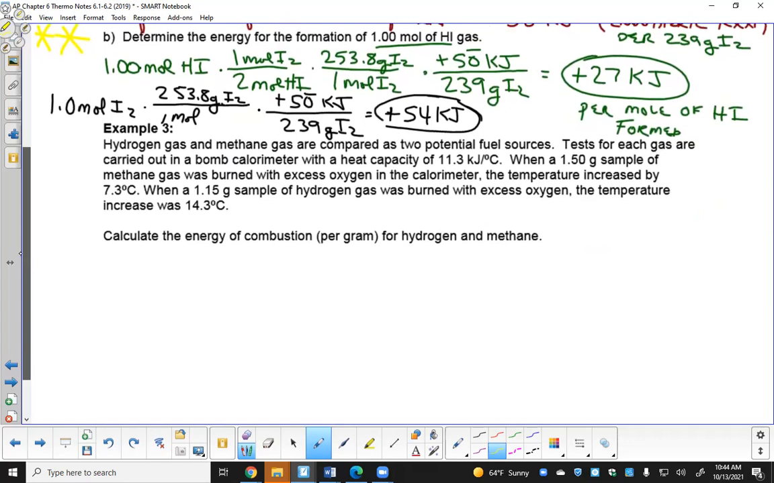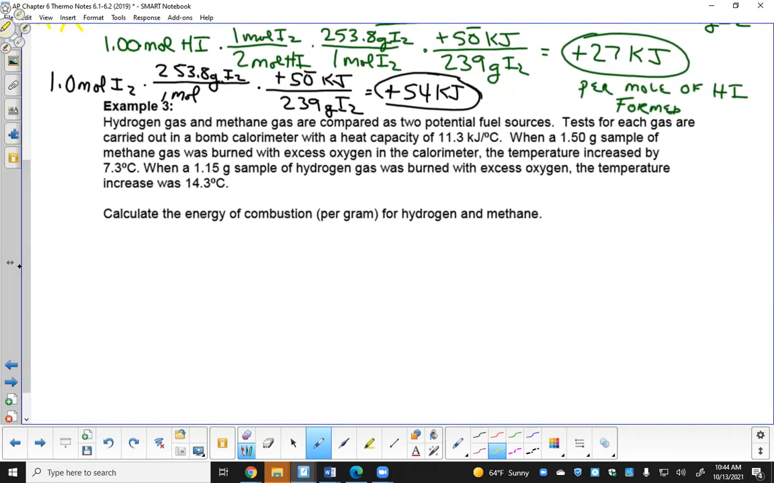Example 3 has a little bit of a different flavor to it, but it's more focusing on the bomb calorimeter than anything. We've got hydrogen gas and methane gas, and they're compared as two potential fuel sources. Tests for each are carried out in a bomb calorimeter, and we know the heat capacity of the bomb calorimeter at 11.3.